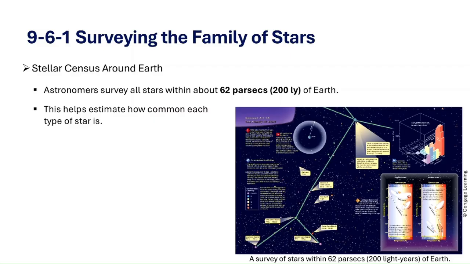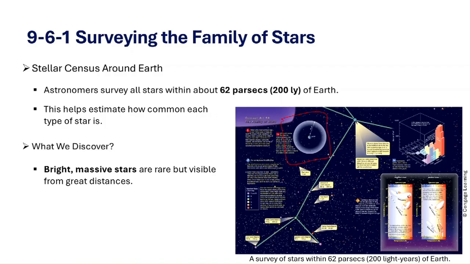So, by studying this nearby region, astronomers can estimate how common different types of stars are, from large bright blue ones to small faint red ones. Now on the image here, you can see Earth in the center of a survey sphere that extends out 62 parsecs. And each labeled dot represents a well-known nearby star like Sirius, Procyon or Delta Canis Majoris. So this diagram helps visualize how astronomers map and classify the stars around us to create a detailed neighborhood map of our section of the Milky Way.